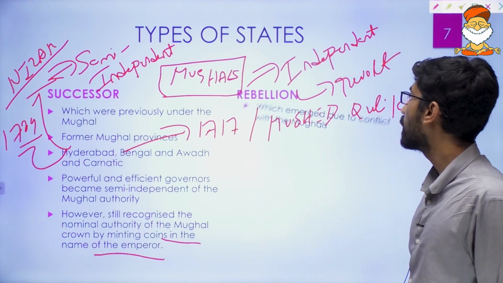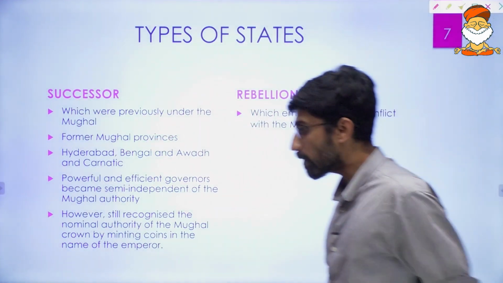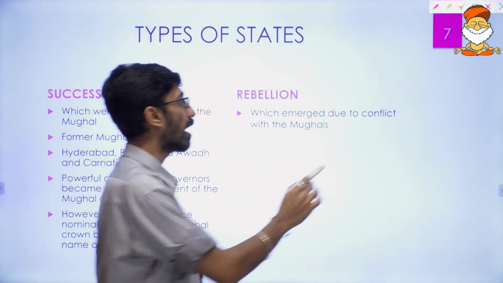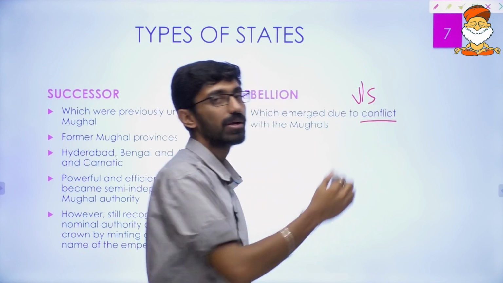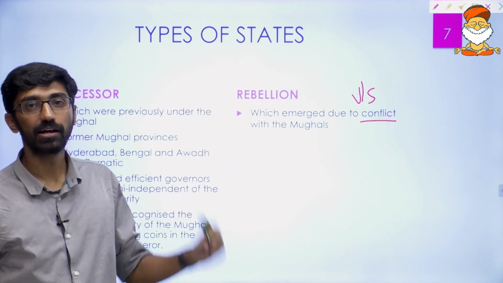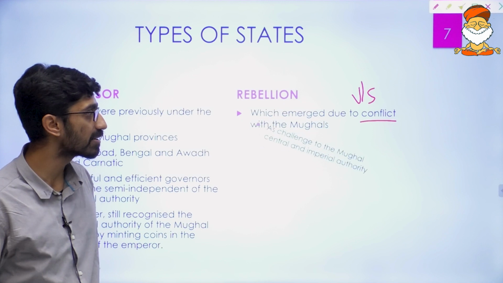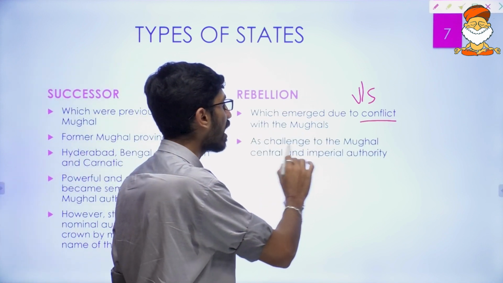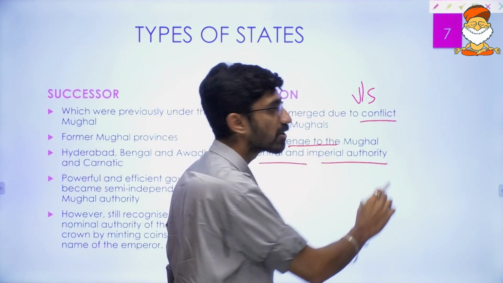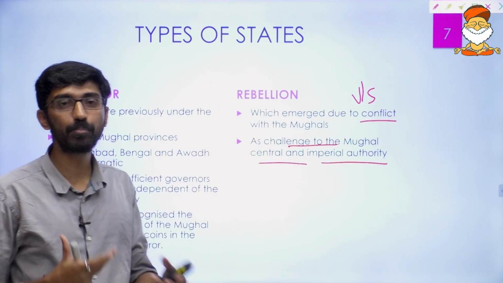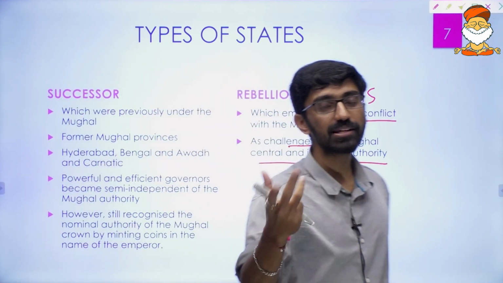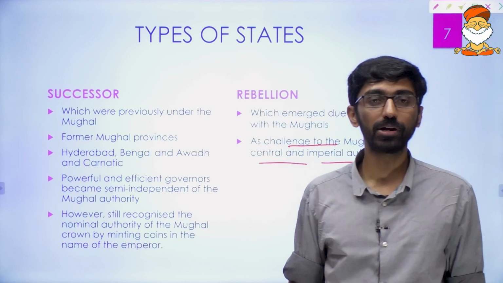And what about the rebellion states? These rebellion states emerged due to conflict with the Mughals. That is the major difference between successor states and rebellion states. The major conflict with the Mughals happened as a challenge to Mughal central authority as well as imperial authority. Okay, what is imperialism? Imperialism is nothing but the extension of the political territory, the occupation of the political territory.